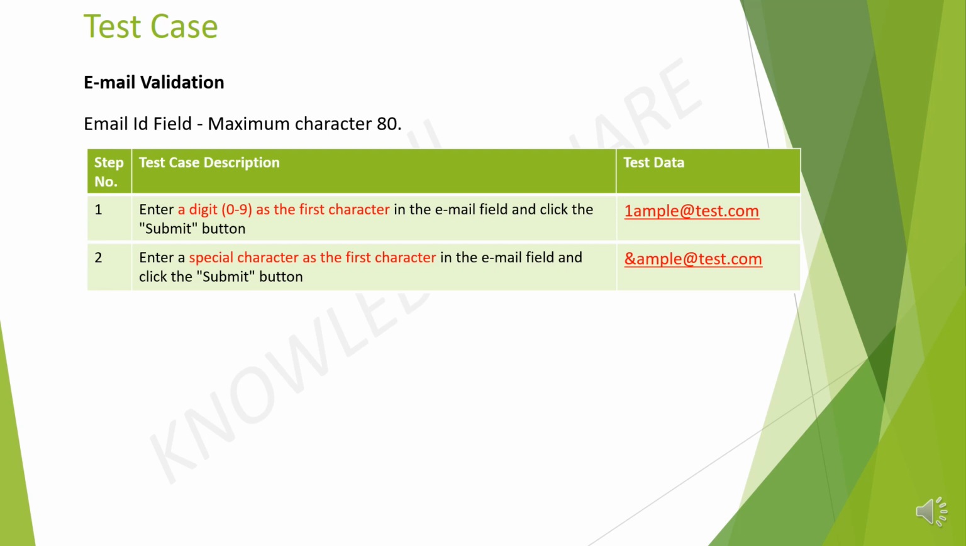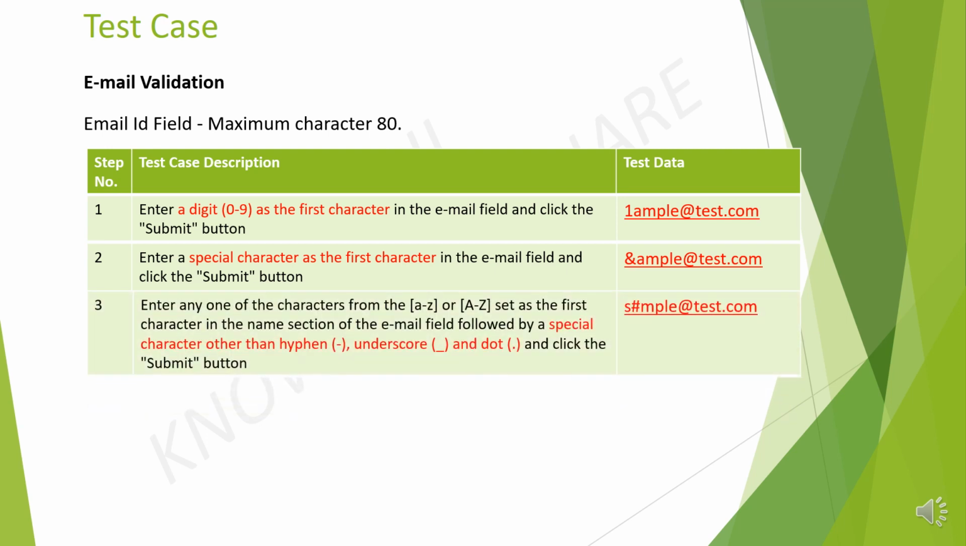Test case number 3. Enter any one of the characters from A to Z as the first character in the name section of the email field, followed by a special character other than hyphen, underscore and dot, and click the submit button.